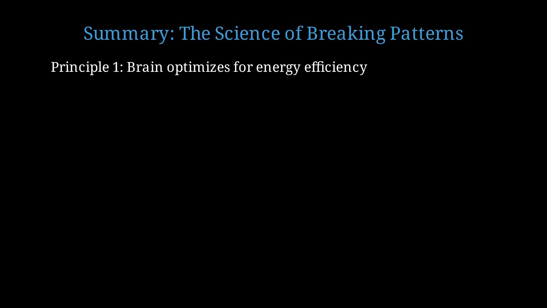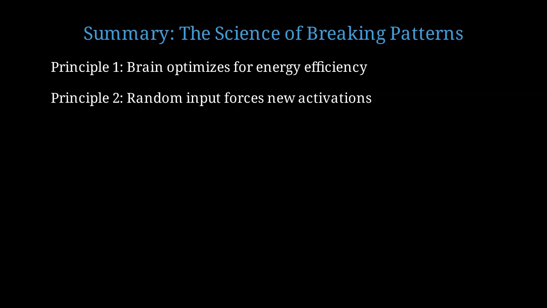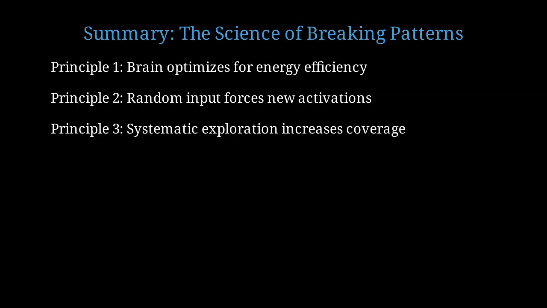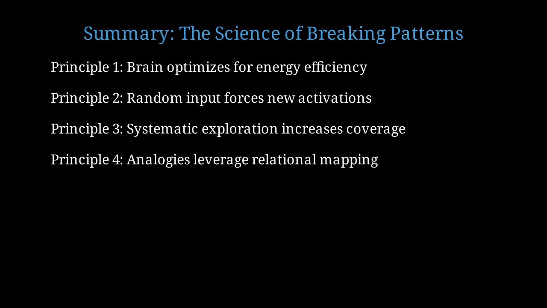Let me summarize the key scientific principles we've covered. First, the brain naturally optimizes for energy efficiency by creating strong habitual neural pathways. This saves energy but limits creative thinking. Second, random prompts work by forcing activation of neural pathways that wouldn't naturally connect, engaging prefrontal cognitive control systems. Third, morphological analysis provides systematic exploration of the solution space, dramatically increasing coverage from 1% to potentially 80 or 90%. Fourth, forced analogies leverage the brain's powerful relational mapping capabilities, activating the rostrolateral prefrontal cortex to bridge distant semantic regions.